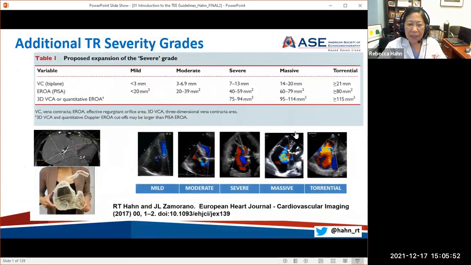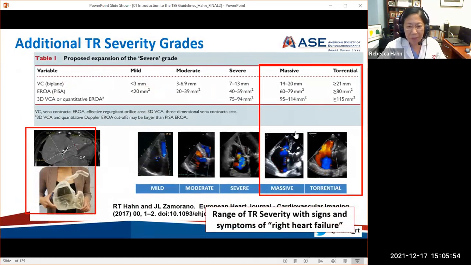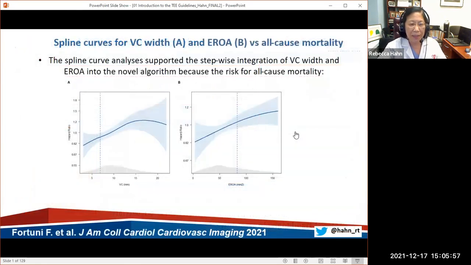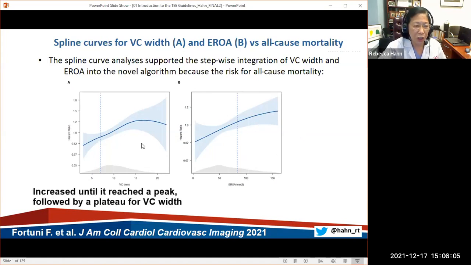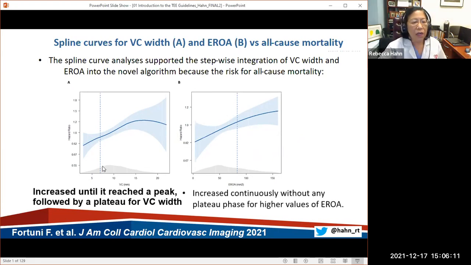Very, very briefly, there's an extended grading scheme. I'm not going to talk a lot about it. It didn't make it obviously into our guidelines from 2017, but it's been clearly shown that PISA, which is this one, the vena contracta is the spline curve on the left, and PISA is the spline curve on the right. And vena contracta reaches a plateau. So vena contracta width reaches a plateau.